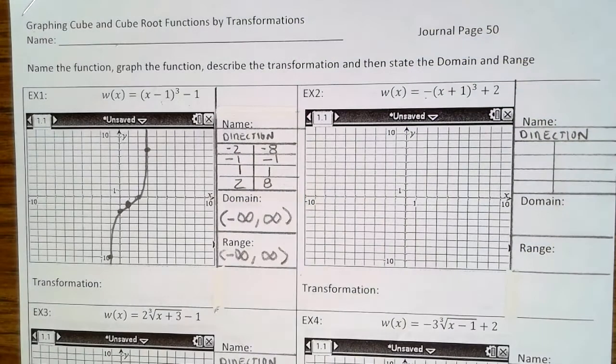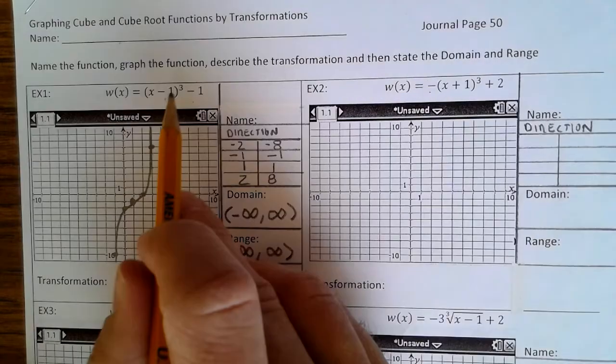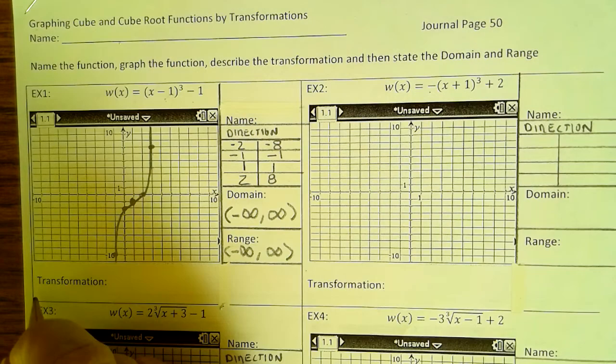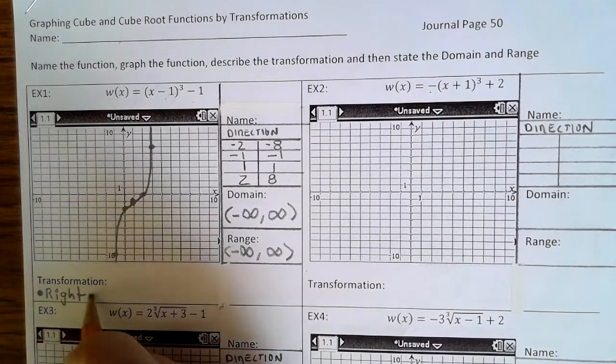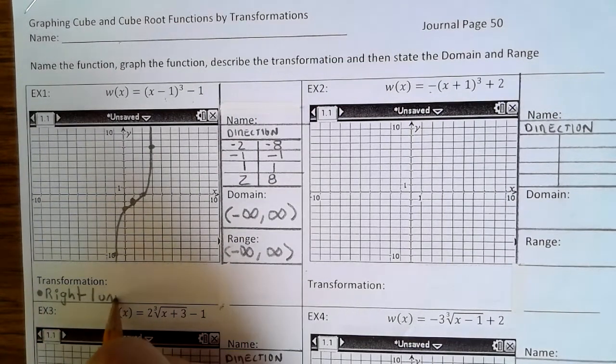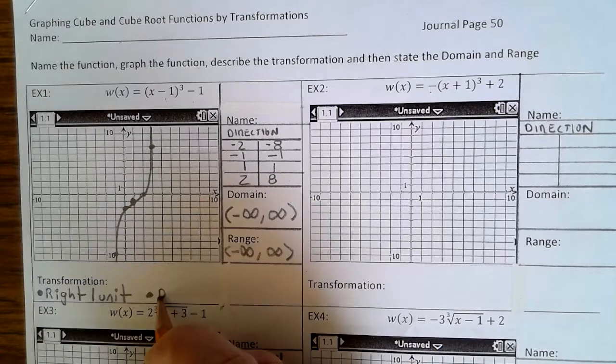Okay. Transformations. We have, it looks like, 1, 2. So we have right 1 unit, and we have down 1 unit.